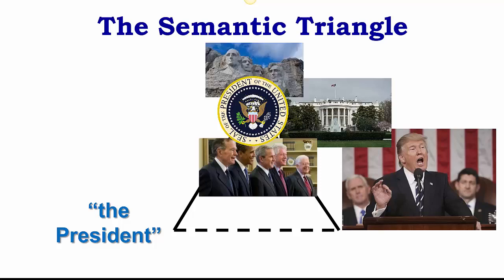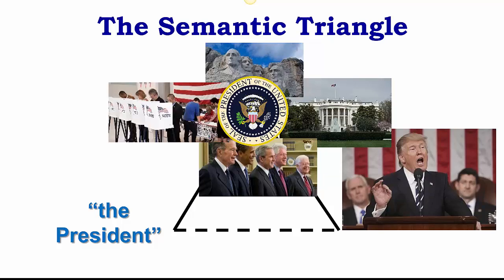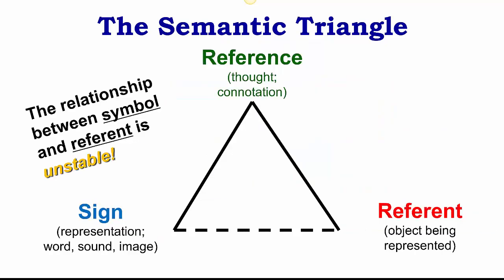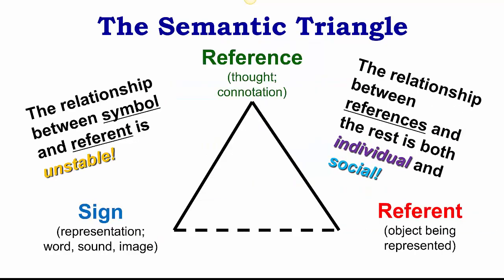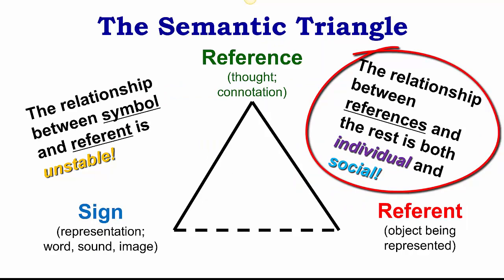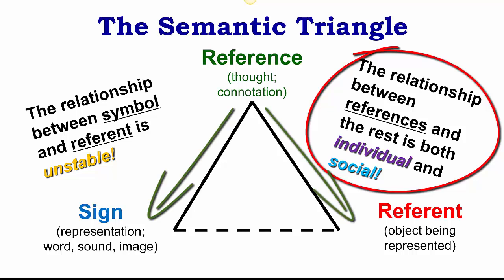You might think of past presidents from U.S. history, especially the ones that have played particularly important roles. You might think about our democratic system of government and how presidents are selected, and the last time that perhaps you yourself voted for a president. What this idea is getting at is that the relationship between references and signs, the relationship between references and referents, can be both individual and social.